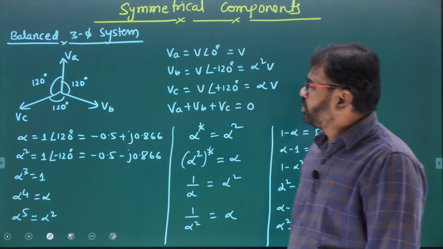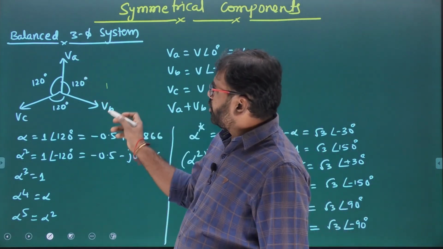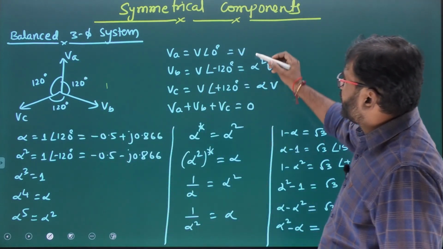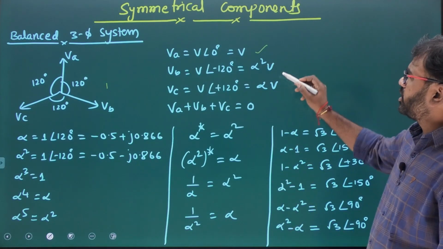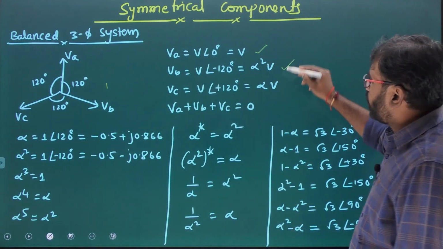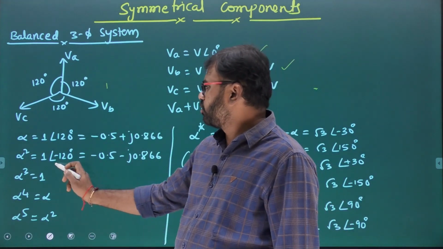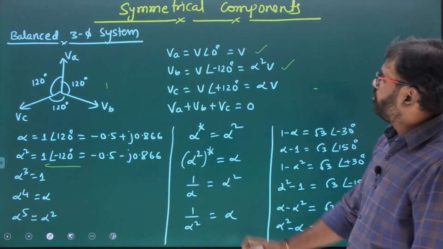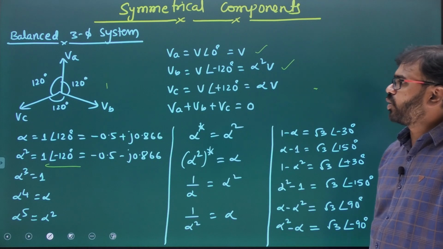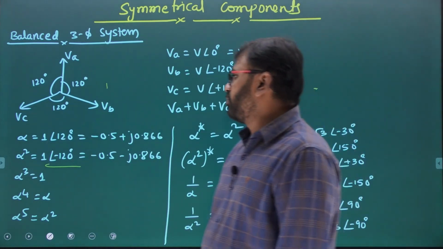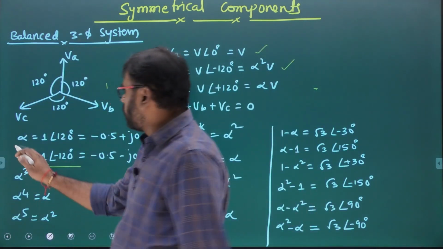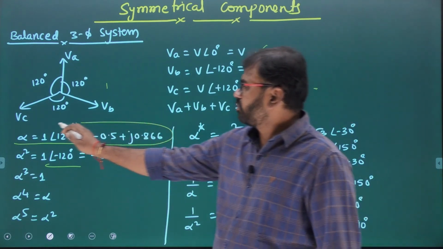Suppose it is a balanced system, I can define VA, VB, VC. What is VA? VA at an angle 0, I can write V. VB is V at an angle minus 120 degrees, I can write alpha square V. Alpha square is 1 at an angle minus 120. And VC is V at an angle plus 120, that is alpha times V. Now apart from that, we can define a parameter alpha. These things are very important, please review.